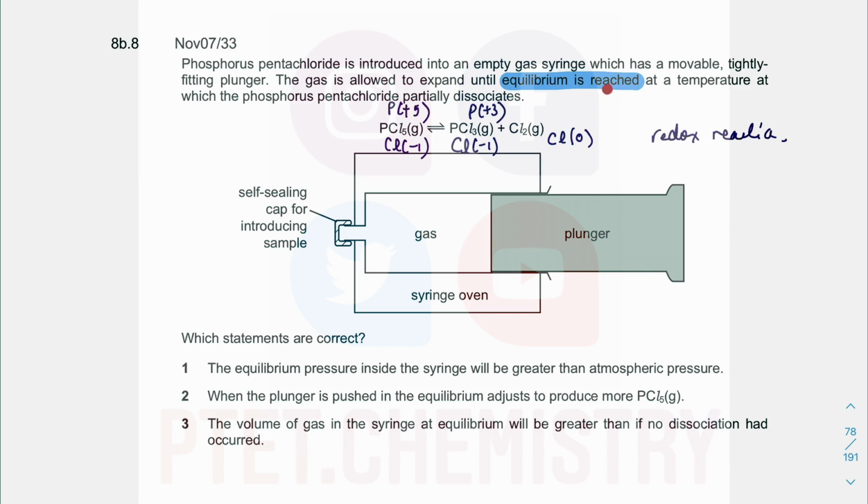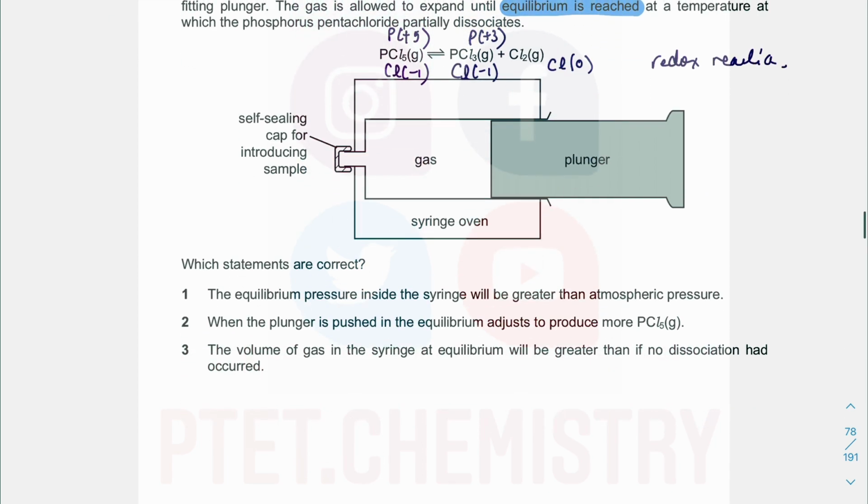Okay? At equilibrium, some of PCl5 partially dissociate, so you get a bit of this, a bit of this, and a bit of this. Alright? But at equilibrium, there has been an equilibration of the pressure, so that the pressure inside is equal to the pressure outside, the plunger will stop moving once you reach equilibrium. So which statements are correct? If I look at statement number 2, if I push in the plunger, I will put more pressure on the gas because I would make the gaseous molecules closer together. Okay, so I will increase pressure, molecules closer together.